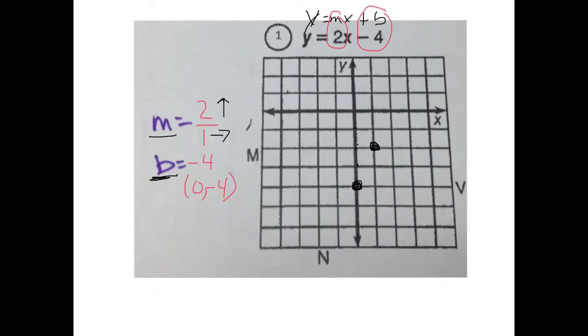I could keep doing it, but all I really need are 2 dots. 1, 2, over 1. And then we just draw our line down. And that is y equals 2x minus 4.